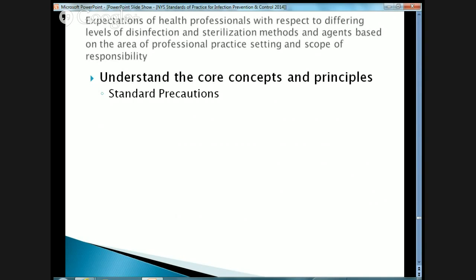Always understand the concept of standard precautions. Everybody's the same. You're treating everybody the same, whether it's a young child or an old lady, everybody's the same.